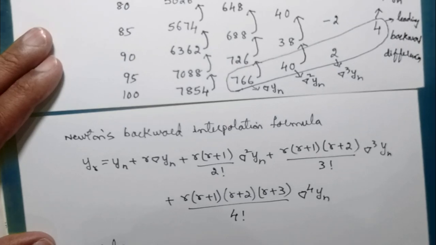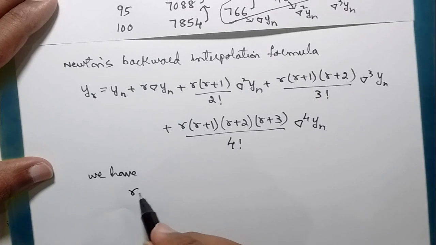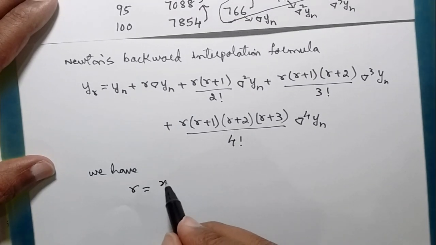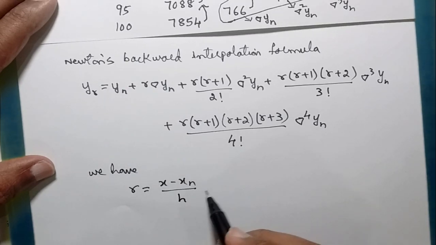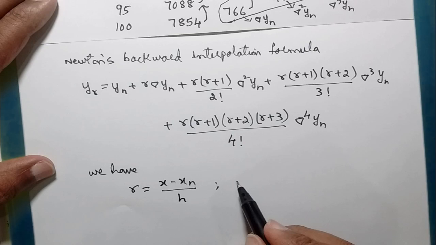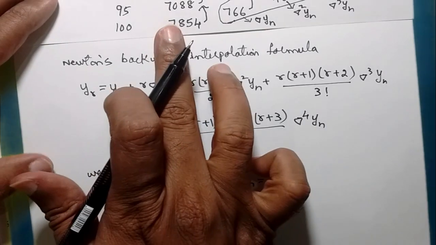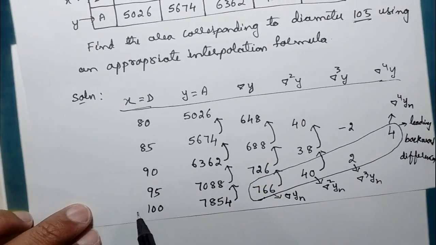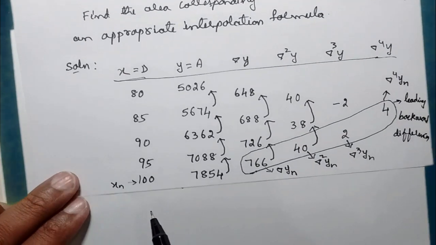For the backward difference I have already given you the formula for r. The r value will be x minus xn divided by h. Alright. So the question is, what is the value of xn? xn will always be the final value. See the table here. This final value will represent your xn. So xn is the final value.